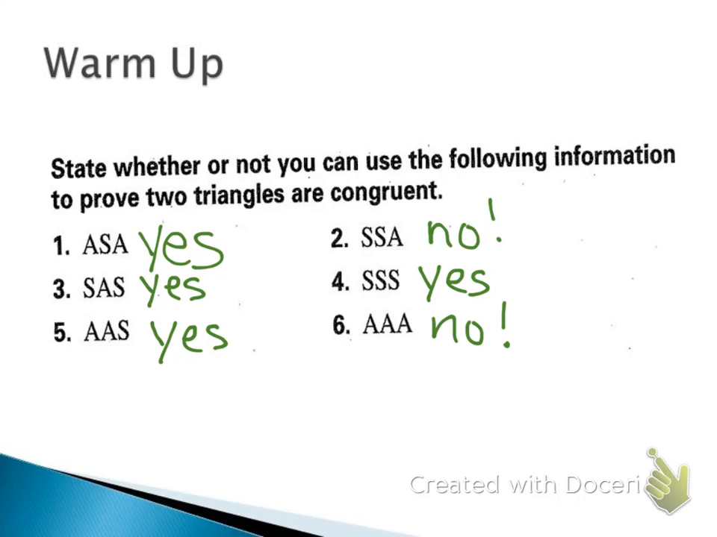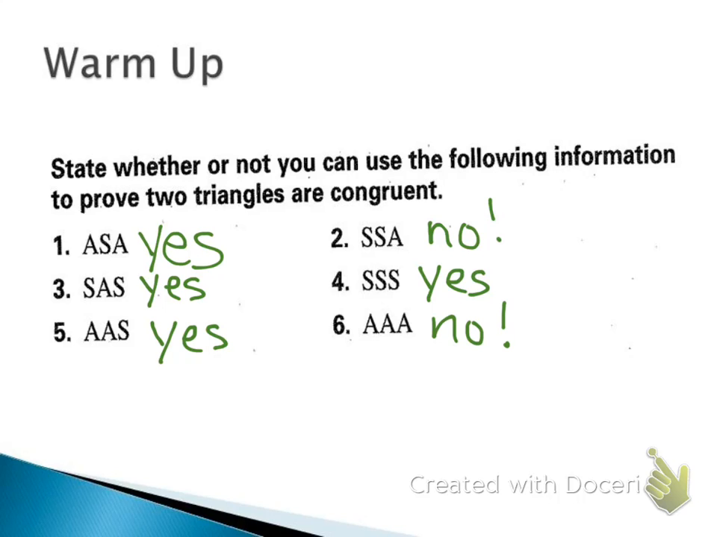That ASS, well, that's ASA in reverse. One of the actual ones that was left out. HL. Yeah, there is no HL in here, but remember that's the 5th one. There are 5 ways. 4 of them are on the board, plus the hypotenuse leg that we learned on Thursday. Any questions so far?